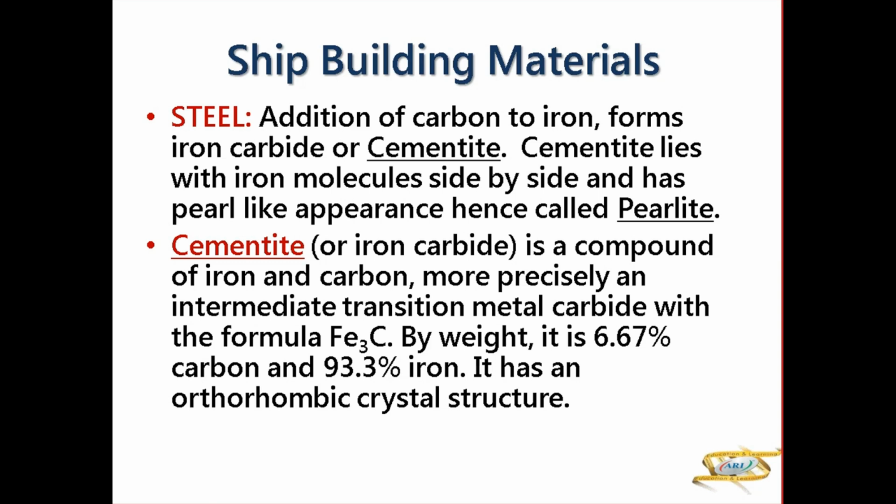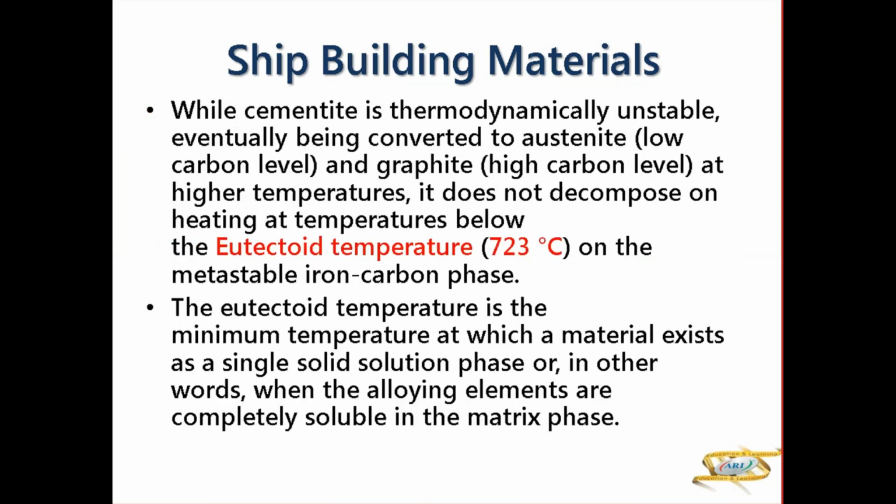Cementite is basically iron carbide, Fe3C, an intermediate transition metal carbide with the formula Fe3C. It is 6.67% carbon and 93.3% iron. The crystal structure is orthorhombic. I'll not go into details of this because it was covered in chemistry in class 11. That is the crystal structure where you had a carbon atom in between, and at the edges you had iron atoms.